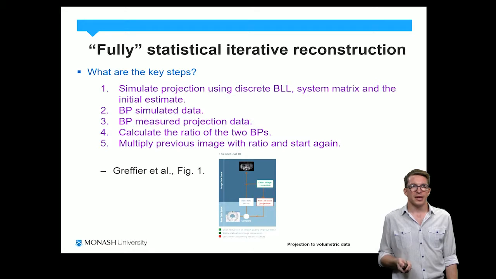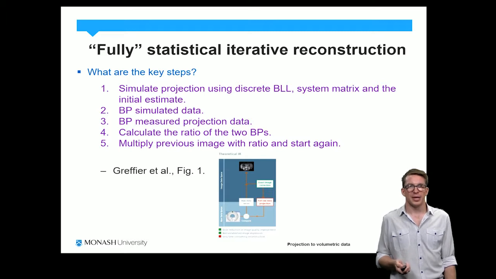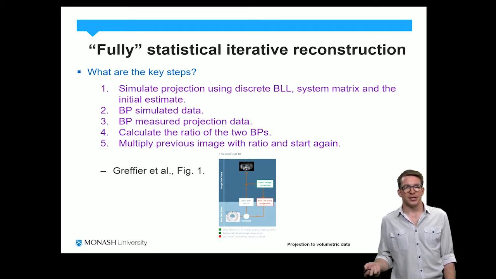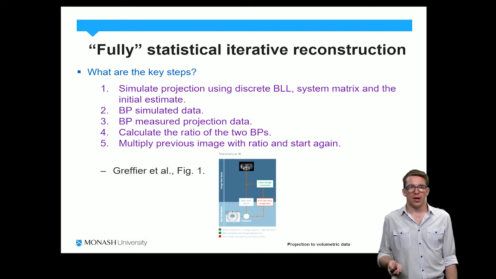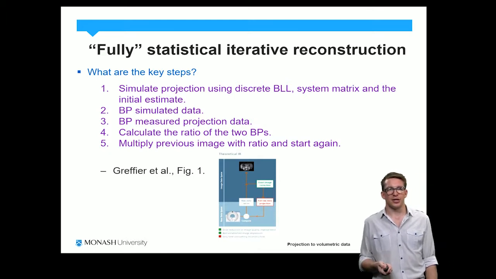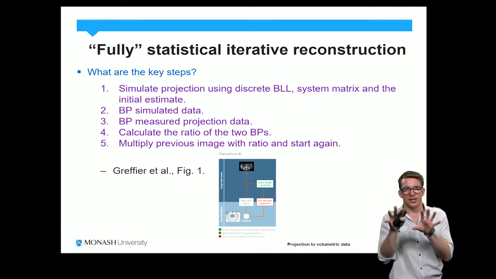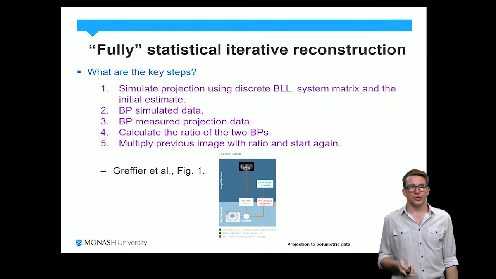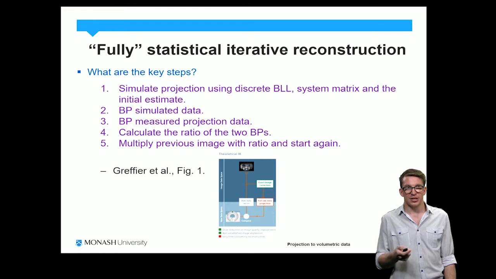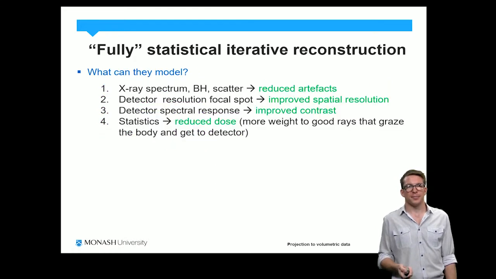So in terms of the key steps, we're going to simulate the projection data using a discrete form of the Beer-Lambert law and the system matrix. We're going to back project now the simulated data. We also back project the original projection data. We calculate the ratio of the two back projections and multiply the previous image by this ratio and start again. So that's effectively the correction step there. So you can say we've got effectively the same steps, but they're organized in a slightly different way in order to solve statistically rather than algebraically.